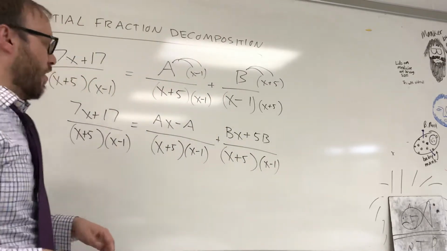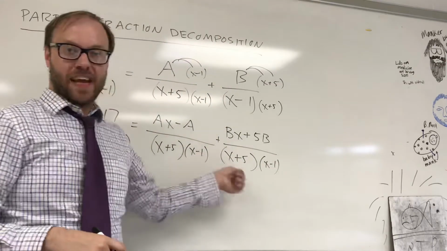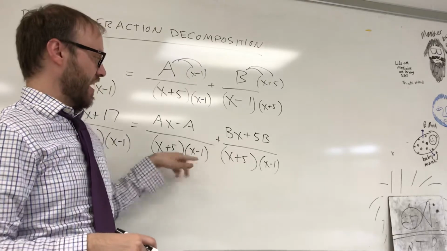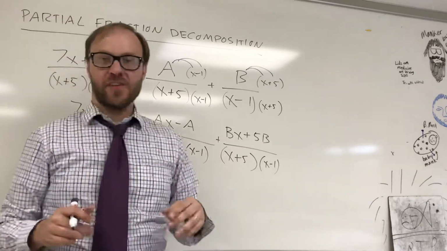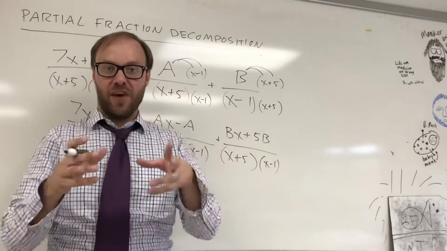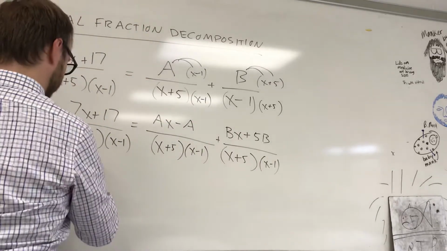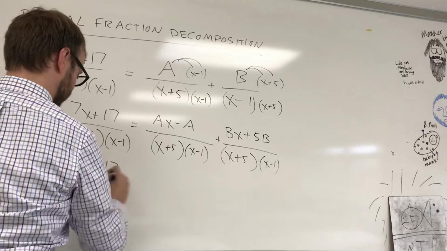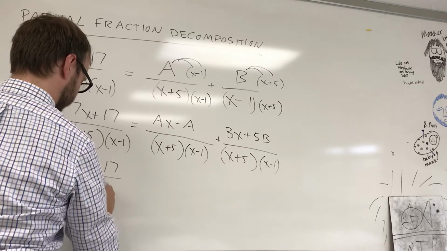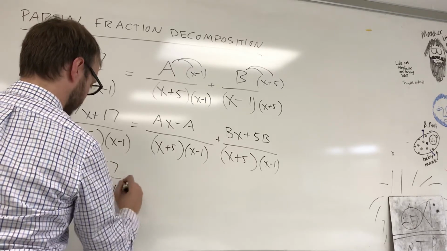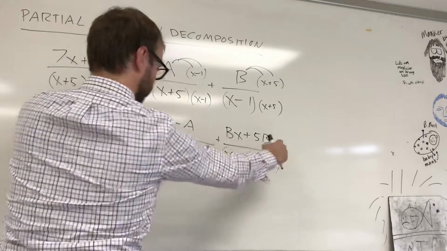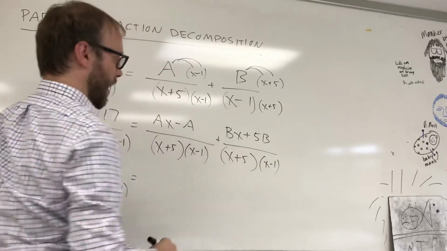Okay? Now, I have common denominators, which means I can add the two fractions on this side. And when you add fractions with common denominators, you just add the numerators. The denominators are going to stay the same. All right? So I've got 7x plus 17 over the quantity x plus 5 times quantity x minus 1. And over here, it's going to be equal to the sum of those numerators.